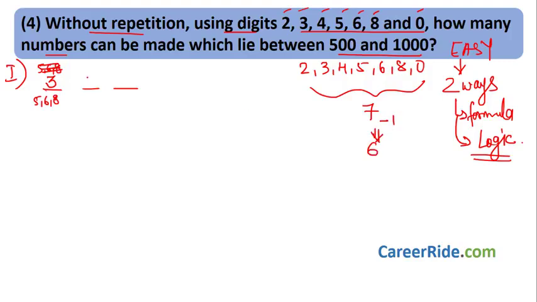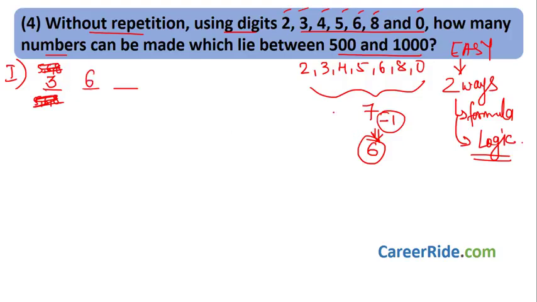Now here anything can come, because we have already chosen numbers which will make the number greater than 500. So all the possible numbers can come over here. Out of 7, since there is no repetition, we have already used 1 number. So how many digits are remaining? 6 digits are remaining, right? So here 6 possible choices are there.